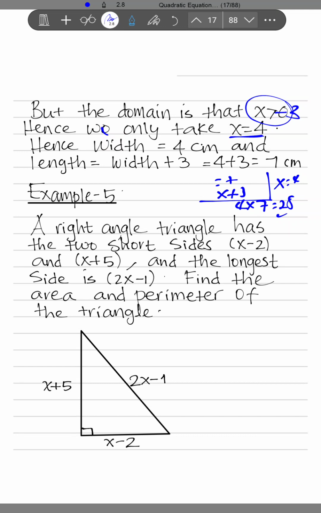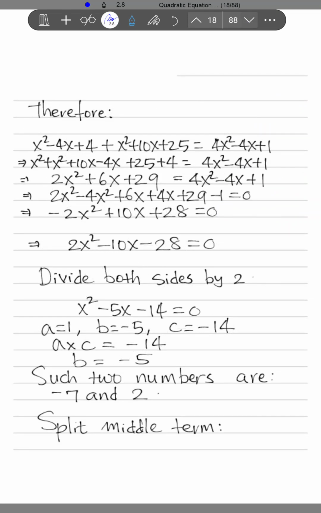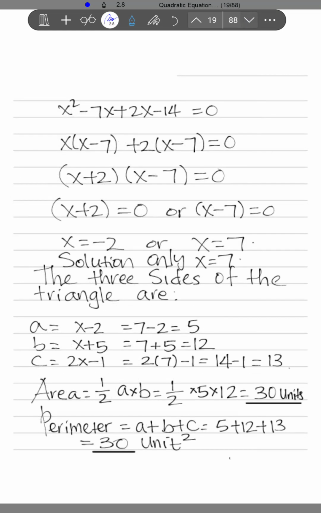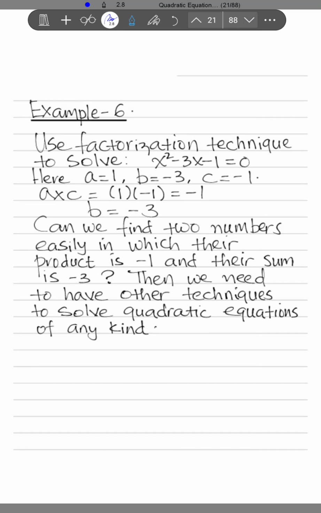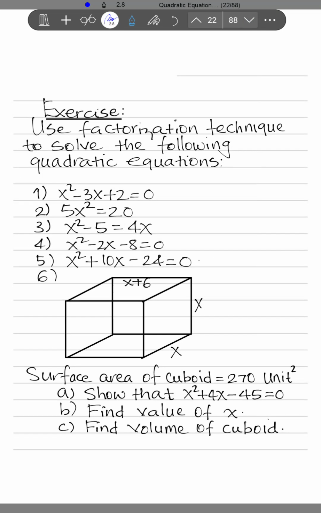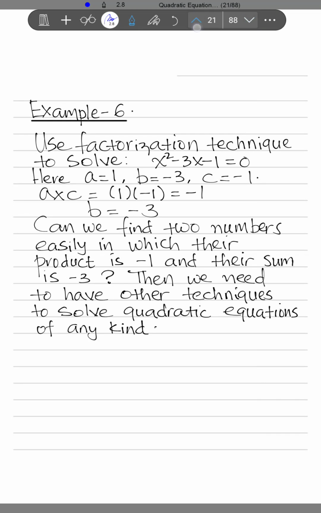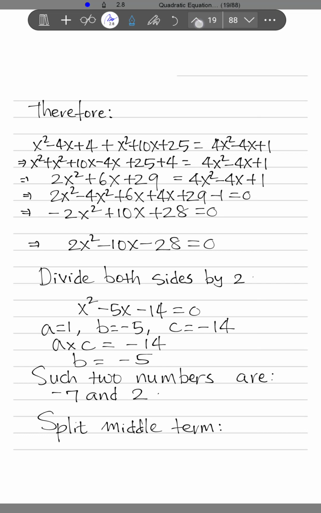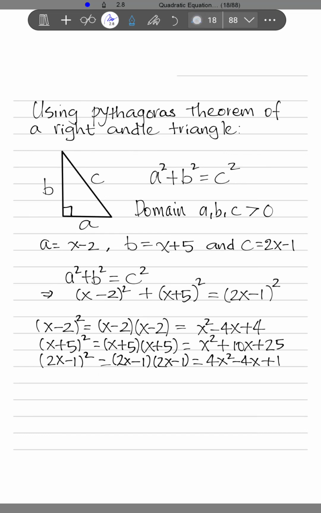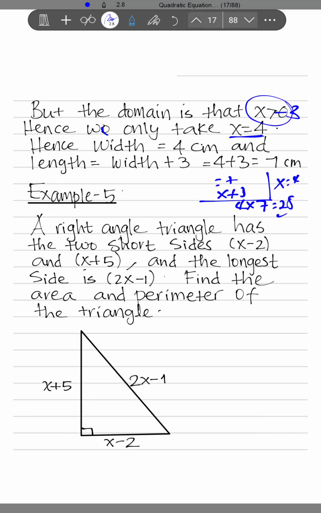Let's do one more example here before we end this session, using a factorization technique. So I better finish this one. It's interesting. So let's put them all together here in one lesson.